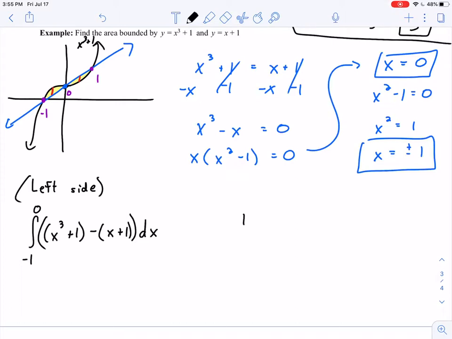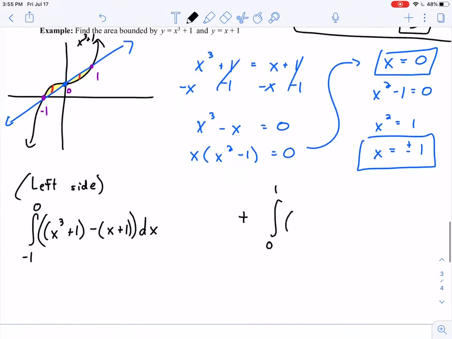Eventually, I'm going to want to add the integral for the right side. And let's just set that up so that we have it. So let's see, that interval is 0 to 1, but this time my upper and lower function have switched. Now my upper function is this blue line right here.